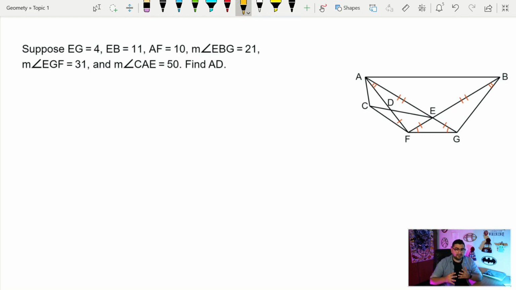So let's go ahead and read this problem, and then we'll find the information that we want to eliminate. The problem reads, suppose EG equals 4, EB equals 11, AF equals 10, and that the angle EBG is 21, angle EGF is 31, and angle CAE is 50. They say find AD. So this question really wants to know what is the length of AD.